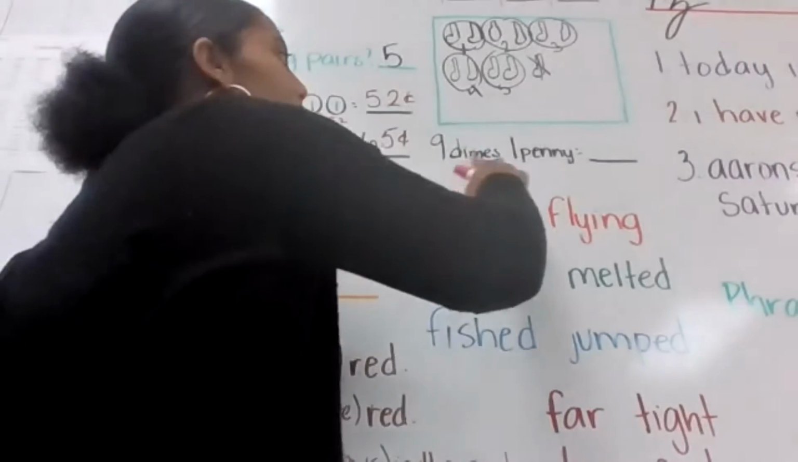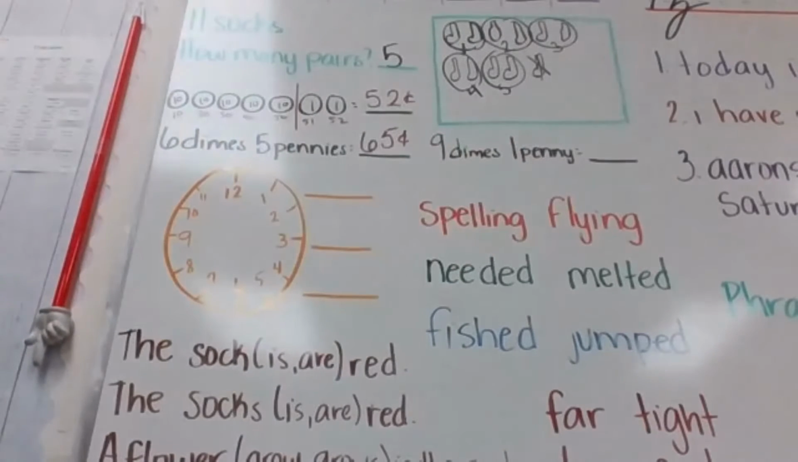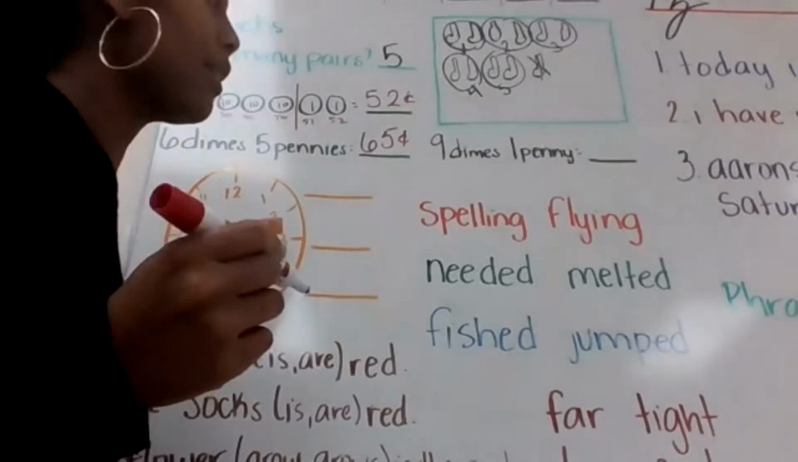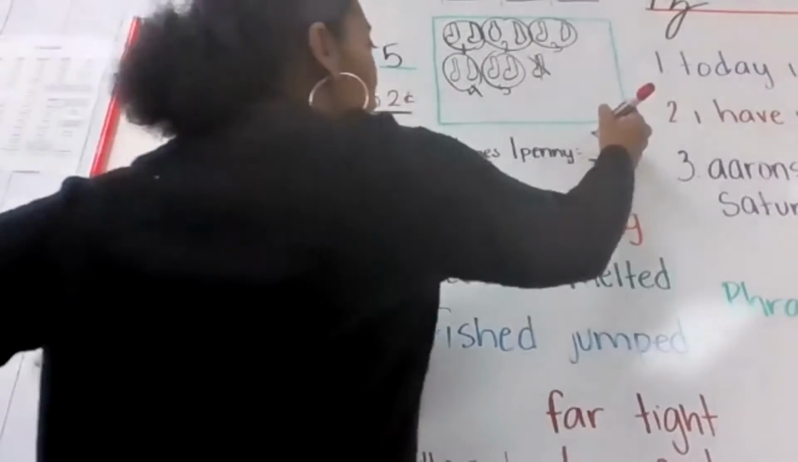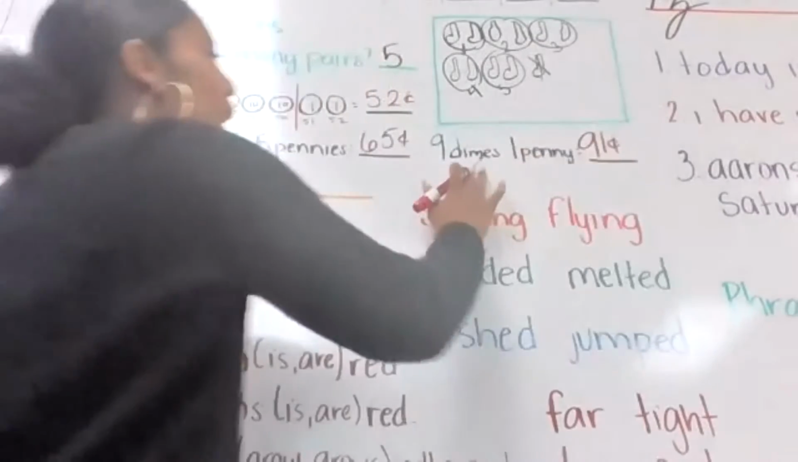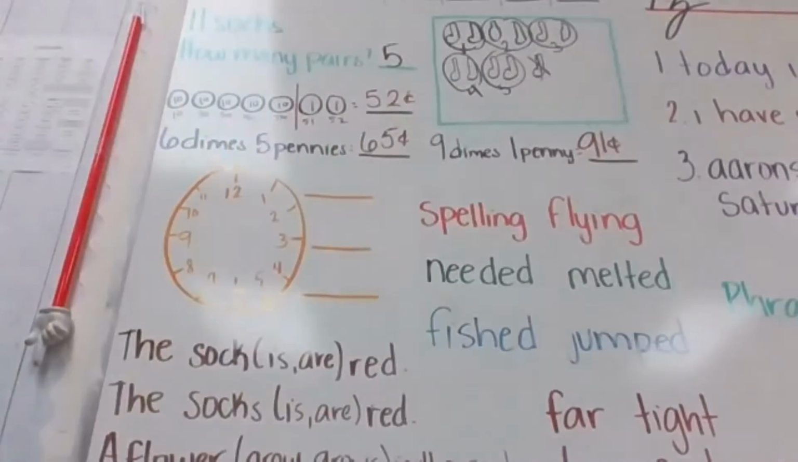So next I have 9 dimes and 1 penny. How much money would that be? 91. Yes. 9 dimes is 90 plus the 1 makes it 91 cents. Awesome.